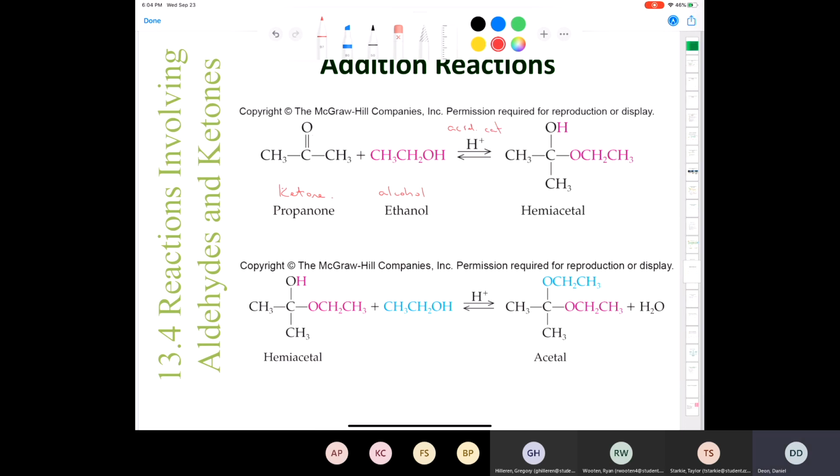What are we going to do? We're going to break one of these pi bonds. We're going to add a hydrogen to the oxygen, and we're going to add this CH3CH2O to the carbon. Don't believe me? Here it is in the hemiacetal.